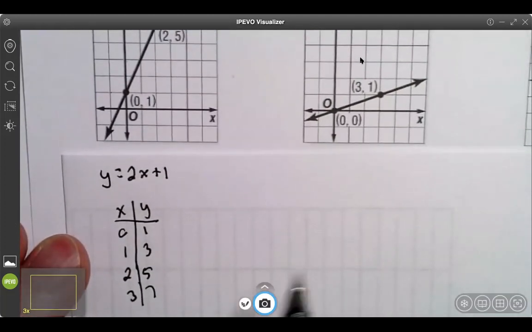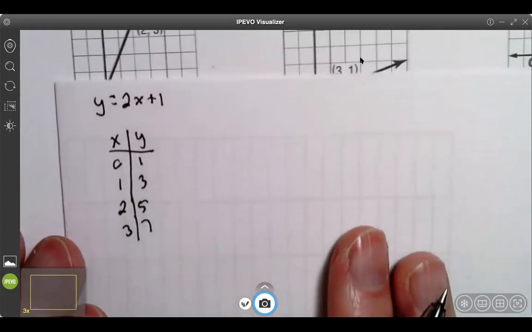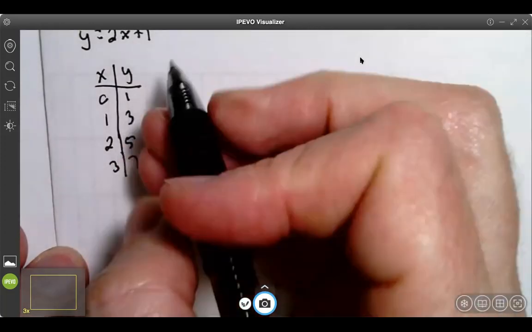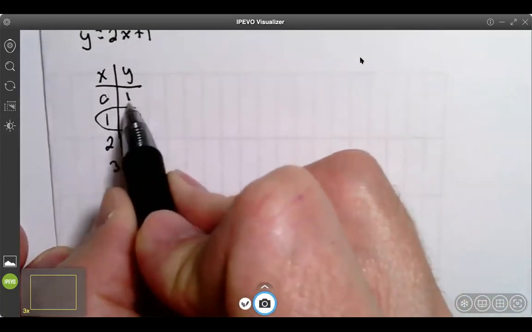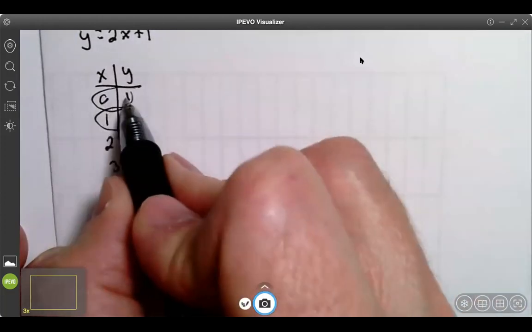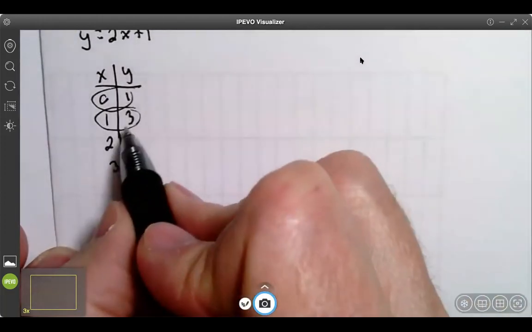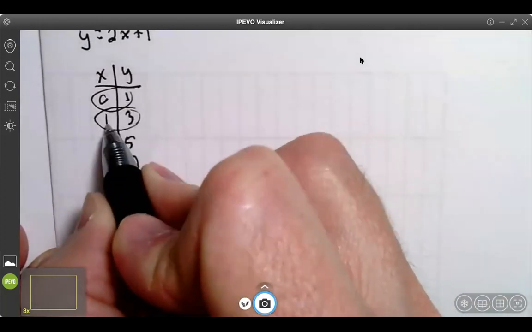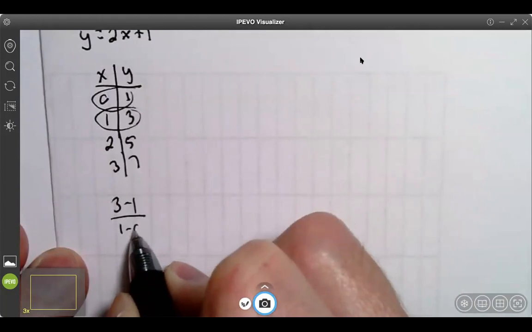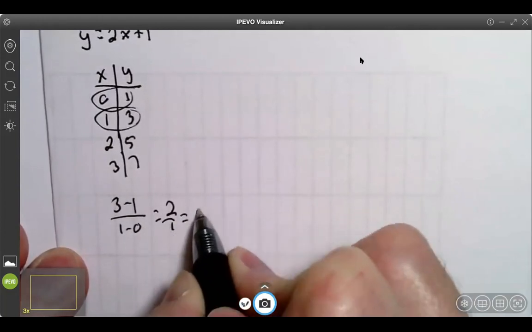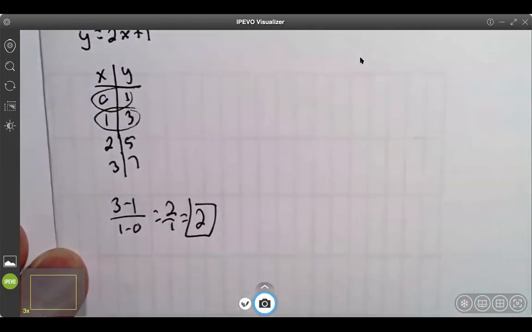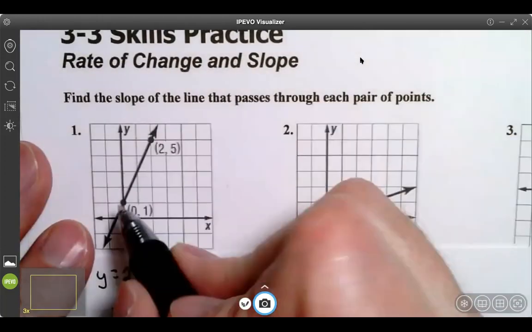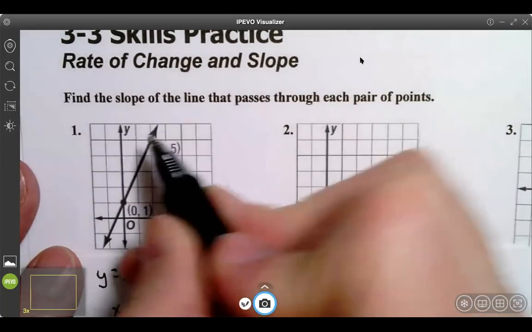We need to be able to look at a table like this and find the slope. When we do that, it's the difference of the y's. Let's just choose two. Let's choose this one and this one. I have an xy and an xy, just like we did before. The difference in your y's, 3 minus 1 over the difference in your x's, 1 minus 0. You get 2/1. You have a slope of 2, which is true of our graph. Rise 2, run 1.